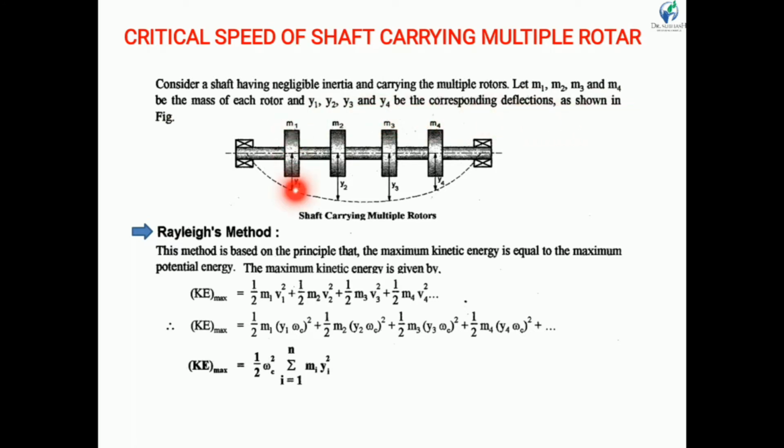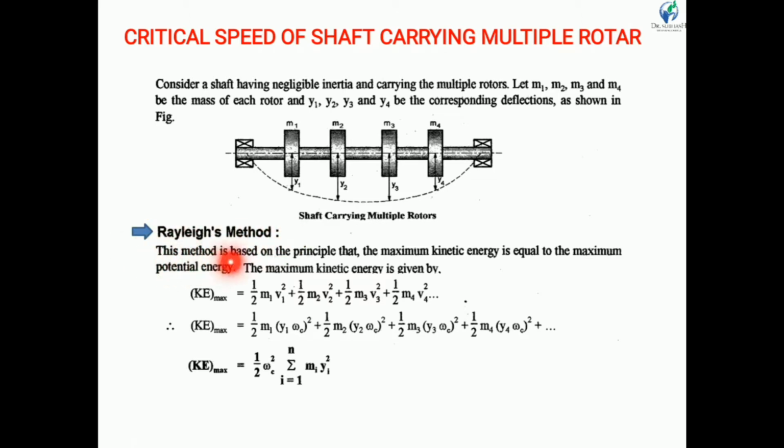Here y1, y2, y3 and y4 are the deflections of the shaft. This is the position of the shaft in static condition and this is the deflected position of the shaft. Now we can calculate the natural frequency or critical speed of the shaft by using two methods. The first one is Rayleigh's method.